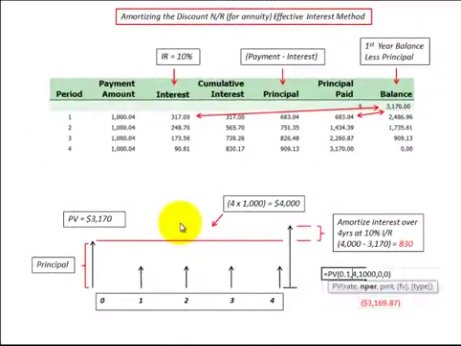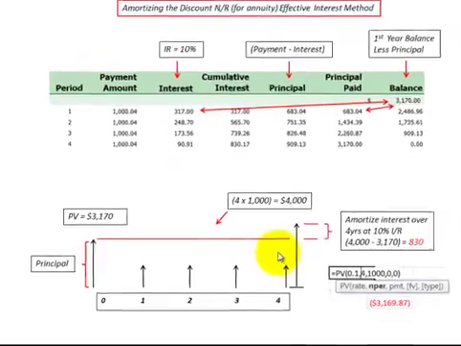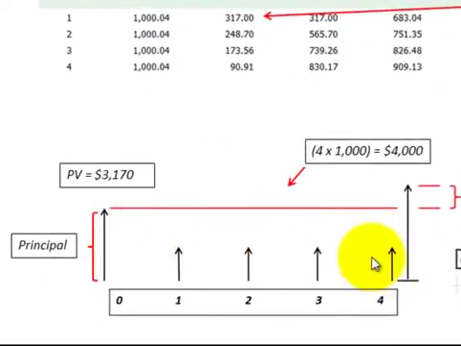In this presentation, I'm going to show you how to calculate the discount on a notes receivable and how to allocate its interest expense. So let's look at the example here where we've got 4 equal payments at the end of each of the next 4 years for either notes receivable or payable. And what we have to do here is discount these 4 payments back to their present value at the beginning of year 1 here.